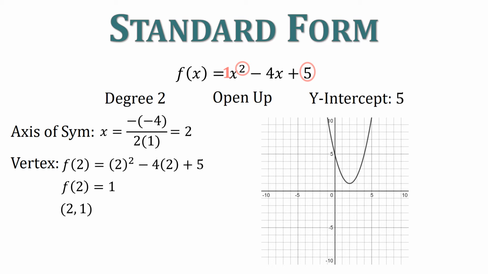Now, on this graph, this is the graph of the function. We see that we have a y-intercept of 5. We already noticed that it opened up as well. We have an axis of symmetry, and guess where that crosses the x-axis at? At 2, just like we had determined. And the vertex is indeed 2, 1. So we had found all these critical points that translated directly to our graph.